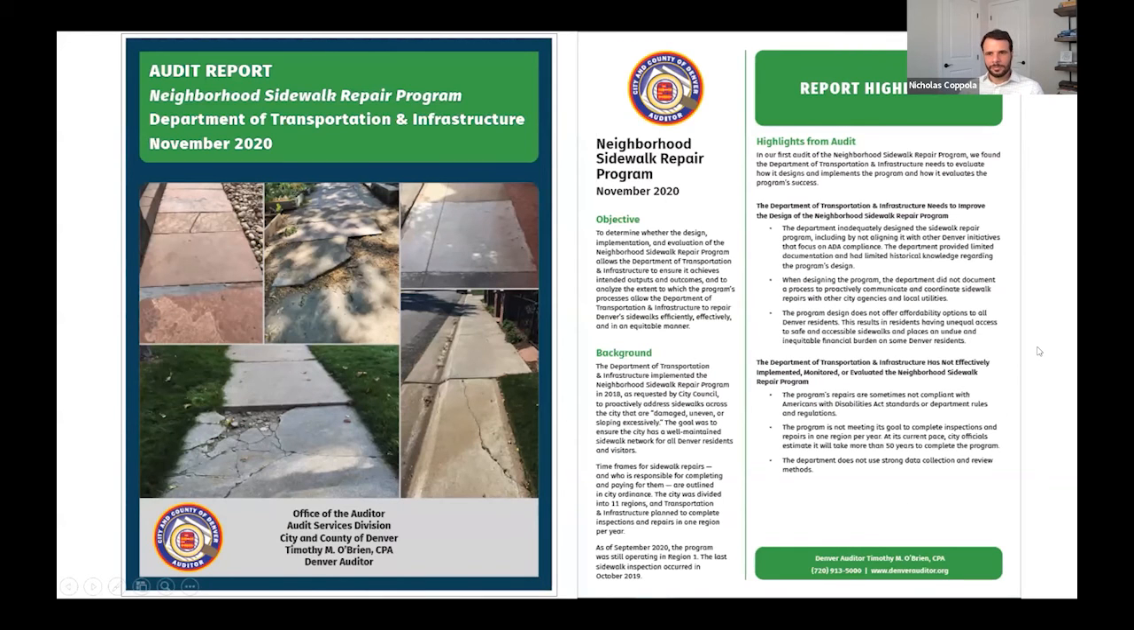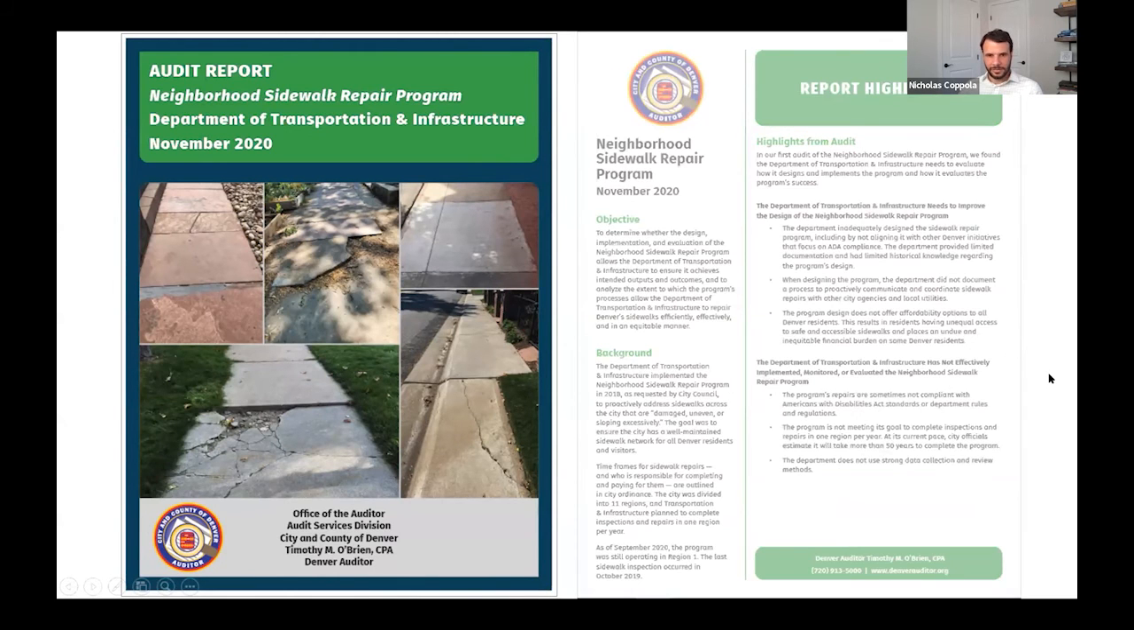So here's a good example of what is actually happening. We have an audit that was conducted in November 2020 for the city of Denver and their sidewalk repair program.